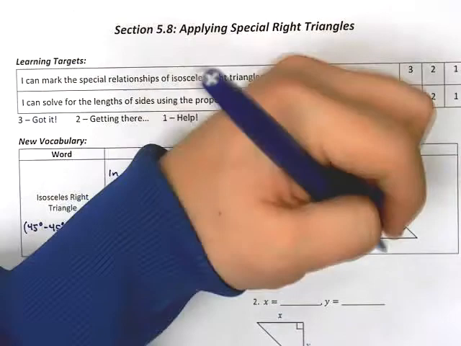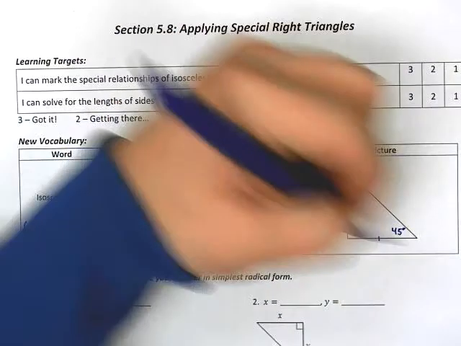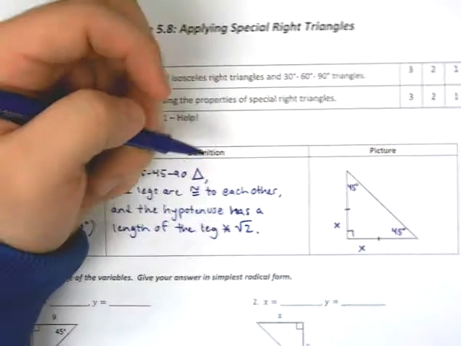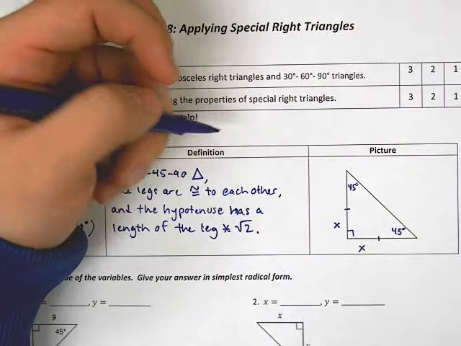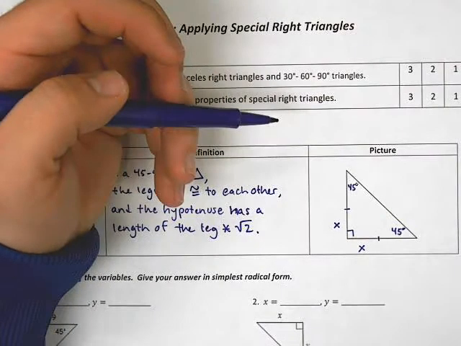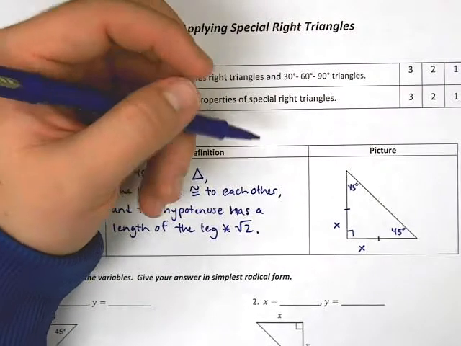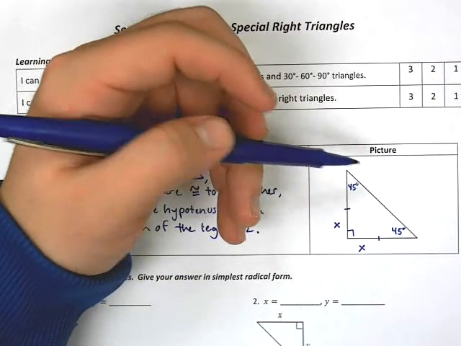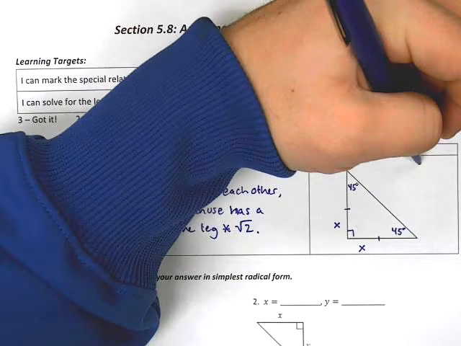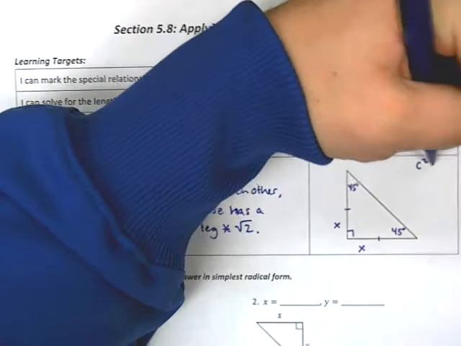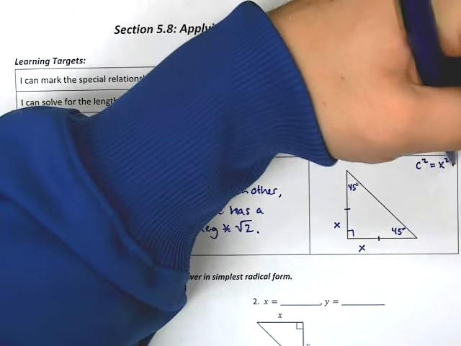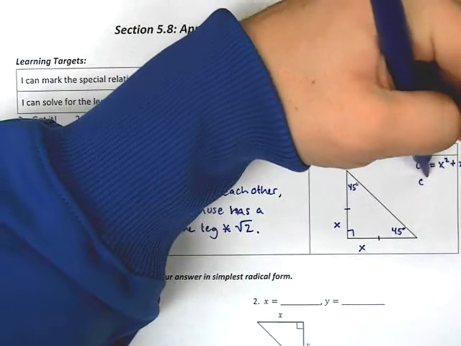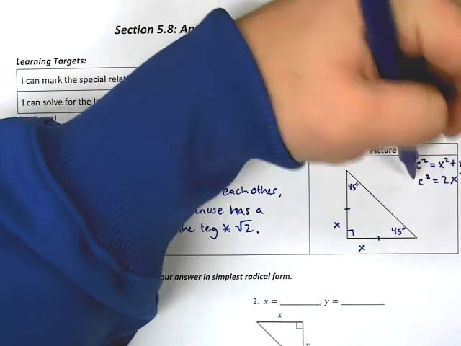To start, if this is an isosceles right triangle, then my legs have to be the exact same, and I'm going to call them both x and x. I don't know what the hypotenuse is, but if I have two sides, can't I get the third? Absolutely. So c squared, because I'm looking for the hypotenuse, is equal to x squared plus x squared, or a squared plus b squared. So c squared is equal to 2x squared.